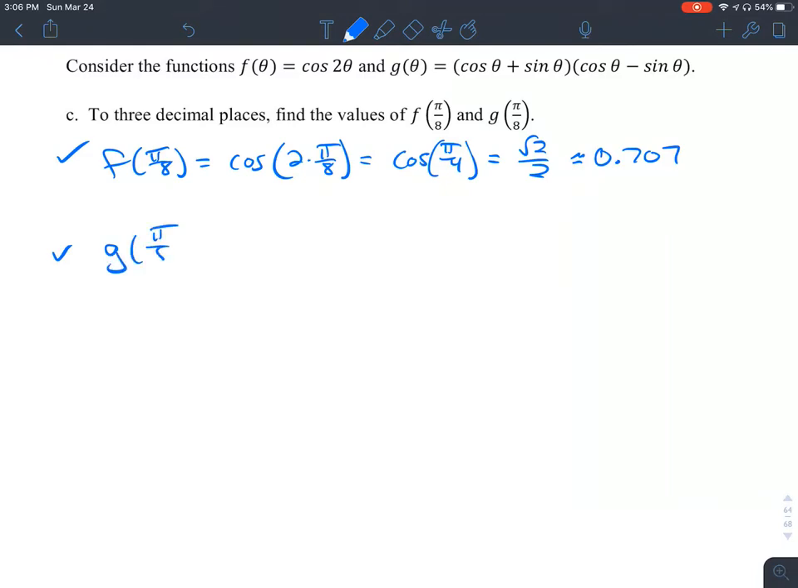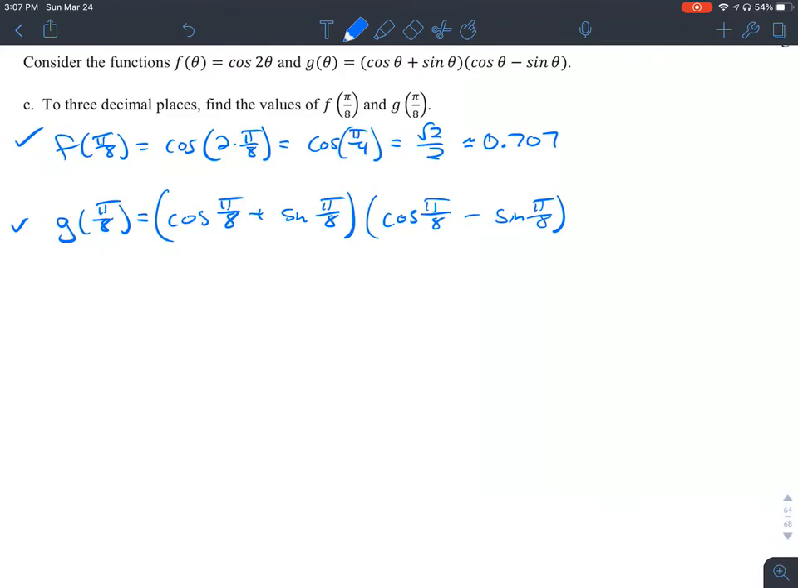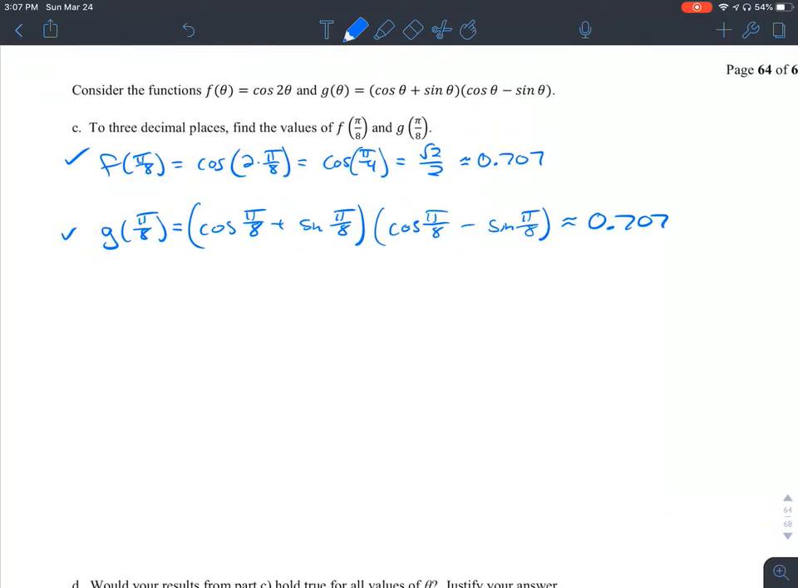So g of pi over 8 is going to be cosine of pi over 8, I don't know what that is, plus sine of pi over 8, I don't know what that is, times cosine of pi over 8, still don't know what that is, times sine of pi over 8, still don't know what that is. Put that in my calculator. It's going to give me also 0.707. That's why they wanted me to do 3 decimal places, so you'd recognize that square root of 2 over 2 and 0.707, that's the same thing. It'll end up being the same when the angle is pi over 8.